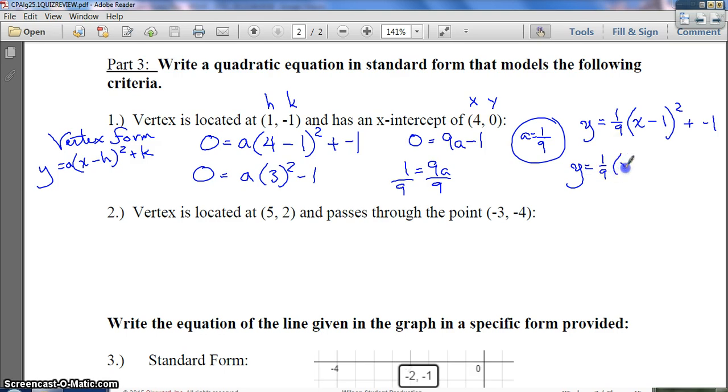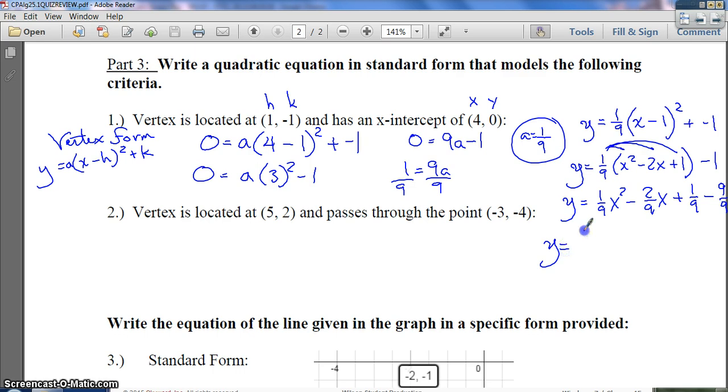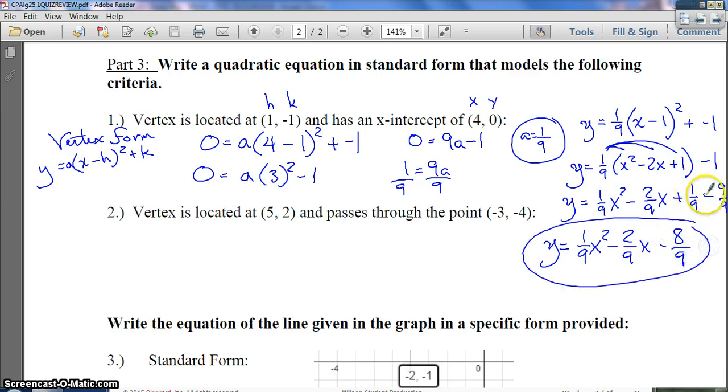FOIL x minus 1, you're going to get x squared minus 2x plus 1, minus 1 there. Time to distribute. I FOILed here. That's how I got this. This is 1/9 x squared minus 2/9 x plus 1/9 minus 1, which is 9 over 9. So your final equation here is going to be the following. 1 minus 9 is negative 8. Okay? It's a lot of work for one problem.